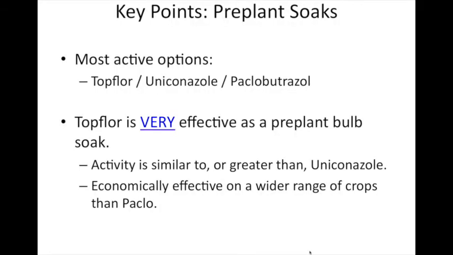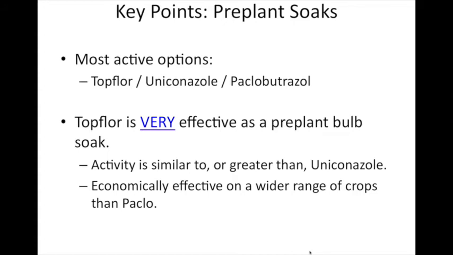So on the key points on pre-plant soaks, when you look at activity, probably the most active chemical that's out there is going to be top floor. Uniconazole is next, and in some cases it has equal activity as top floor, and then paclobutrazol. There might be a few species where it doesn't work quite as well, but it still can work, but probably cost effectiveness wise, the other two are going to be better.